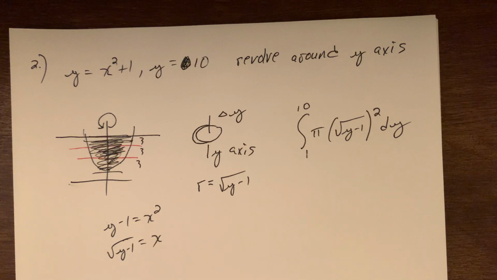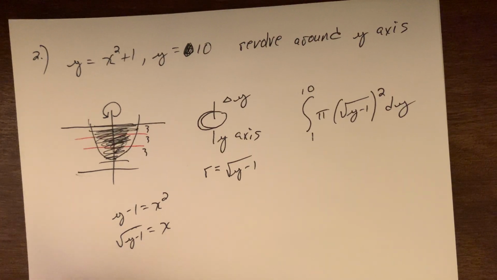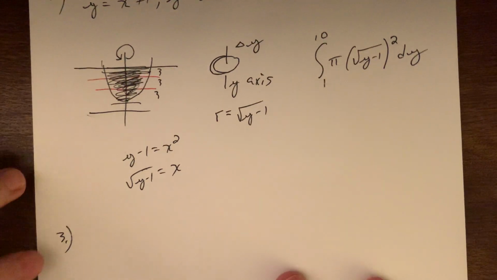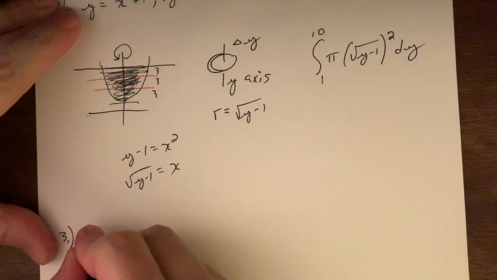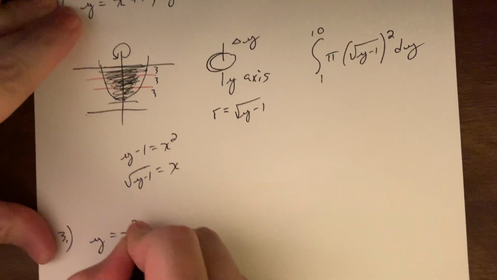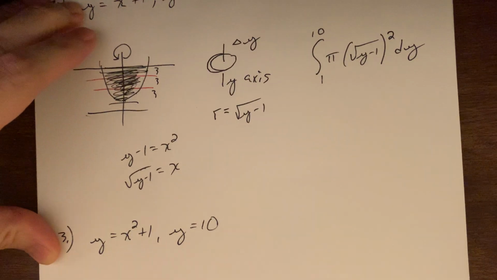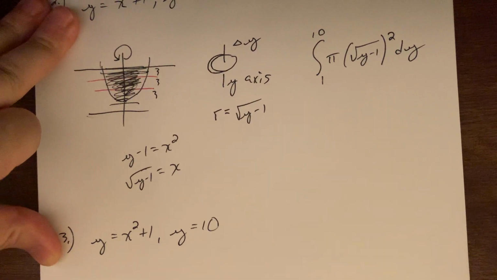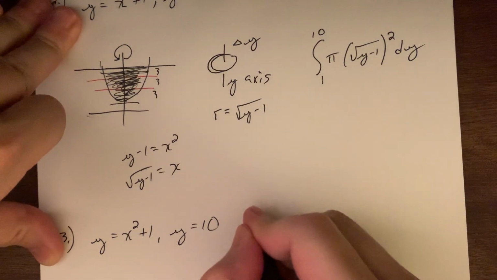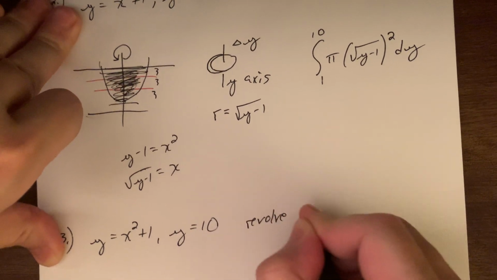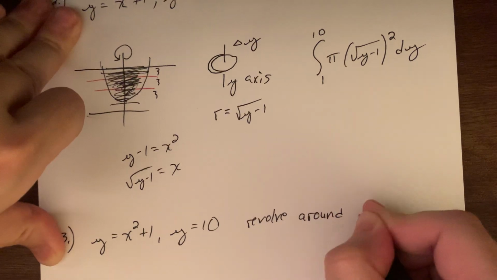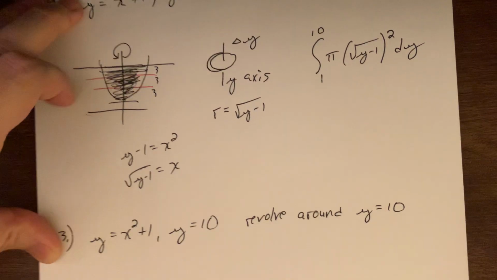So, let's do number 3. And for number 3, I'm going to keep the same curves, but now we're going to revolve for the first time around something that's not the x or y axis. This time, let's revolve around y equals 10.